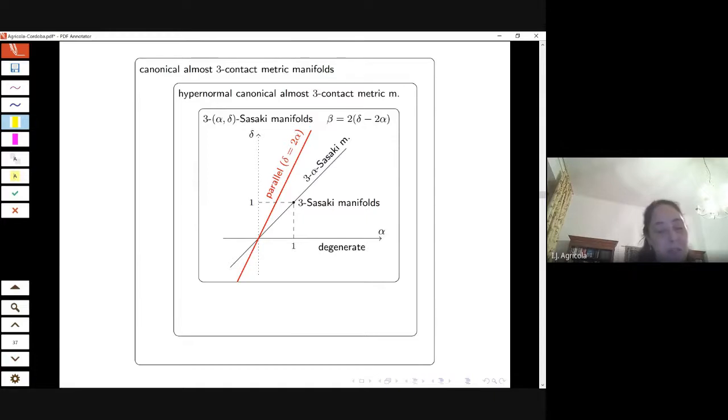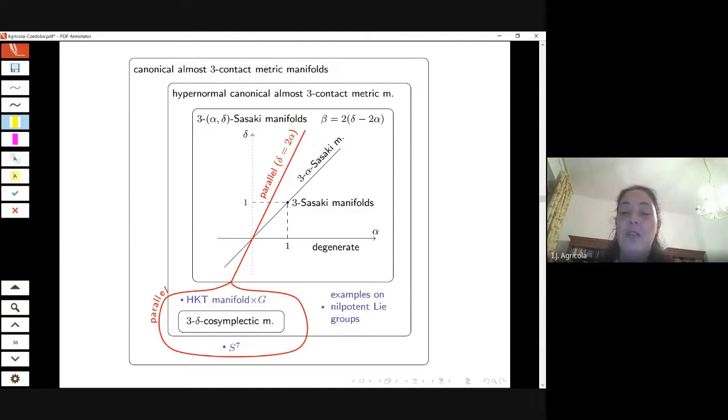Here's a little picture trying to summarize the situation. So it does make sense to figure this out in the alpha delta plane. Then 3-Sasaki manifolds are this single point. We have a line corresponding to 3 alpha Sasaki manifolds. Then the parallel case is given.